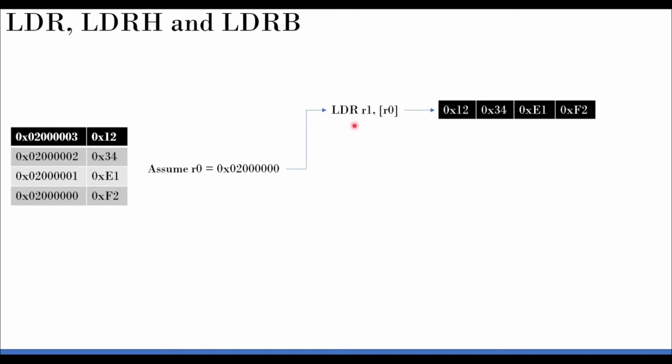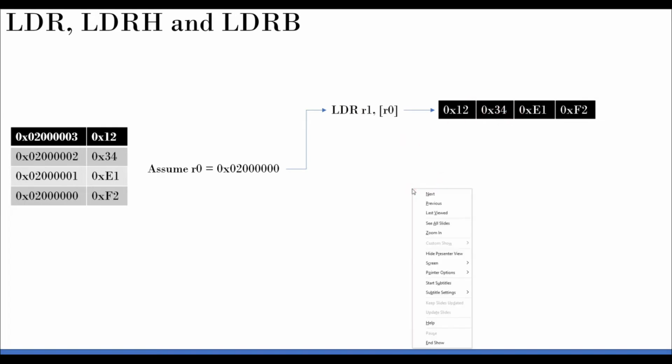Now if I use this command LDR R1, content of R0, what is going to happen is R0 is this, so the content of this particular location is this, and here I am going to load the full 32 bits. This is only 8 bits, but since I am asking for 32 bits, it will go to 1, 2, 3 afterwards. So that is the case. That's why this is the content of R1 I am showing over here.